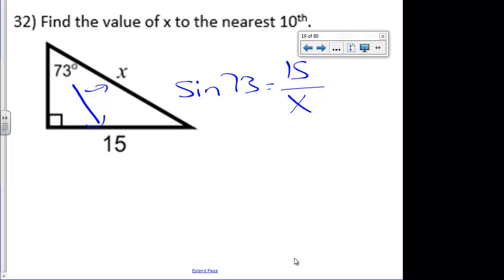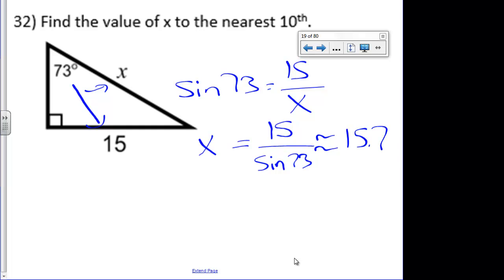Now, when the variable is in the denominator, here's where students make mistakes. There's algebra I can show you to back this up, but if you have a situation exactly like this, the shortest way to solve it is just simply to switch x and sine of 73. Okay, now I can put that in my calculator. So 15 divided by sine 73 degrees, and I get about 15.7 units.